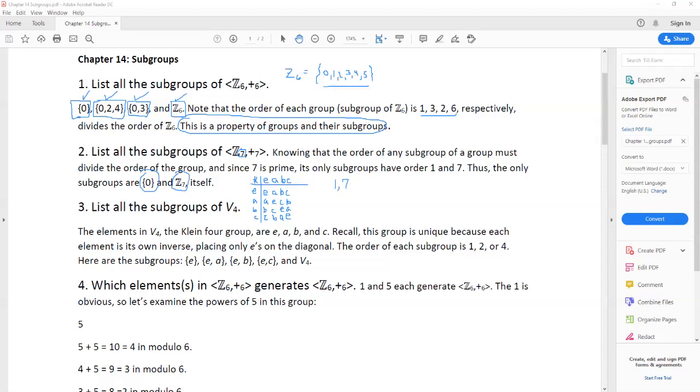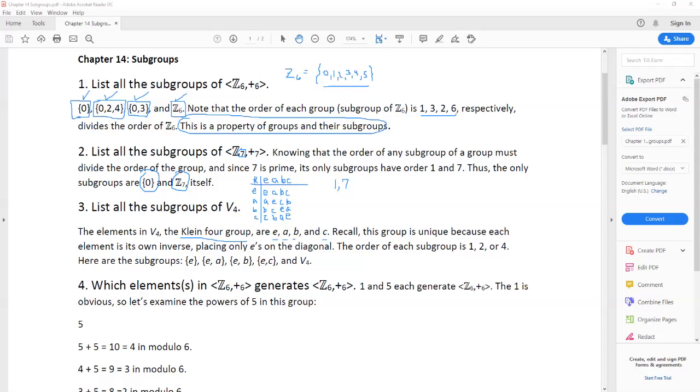Number 3, list all the subgroups of V4. Remember, V4 is also known as the Klein-four group, and its elements are E, the identity, A, B, and C. And recall that the Klein-four group is unique because each element functions as its own inverse. And because of that, we know that we have E along the main diagonal because A star A is E, B star B is E, C star C is E, and of course E star E would be E.